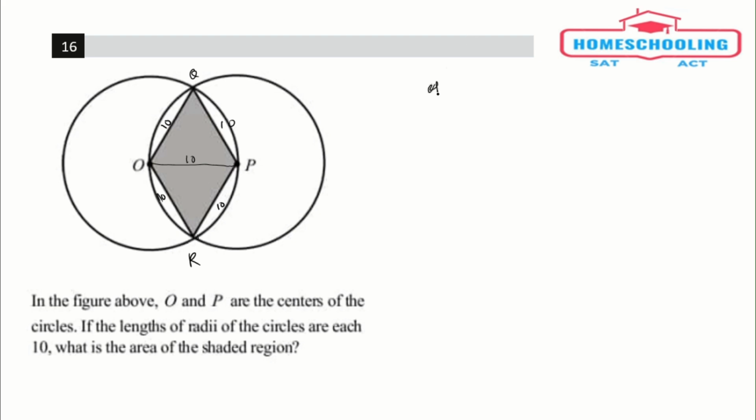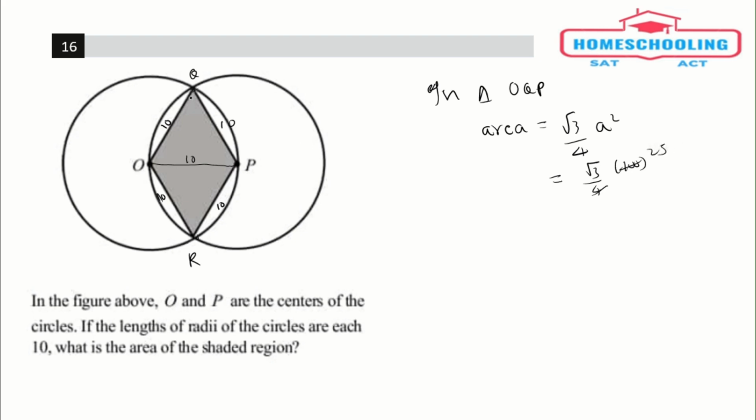So in triangle OQP, it is an equilateral triangle, all the sides are equal. The area of an equilateral triangle formula is root 3 by 4 into a square. So root 3 by 4 into 100, that would be 25 root 3.